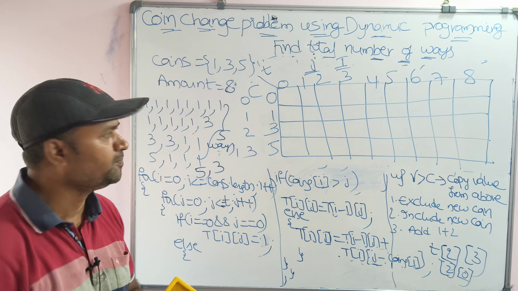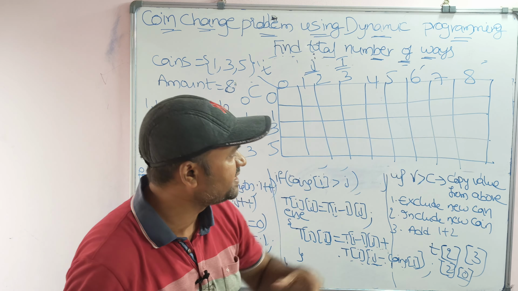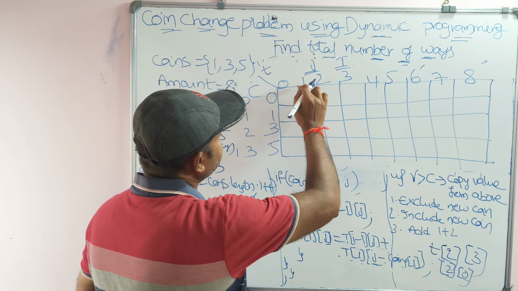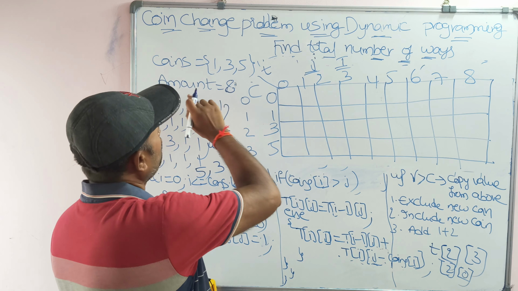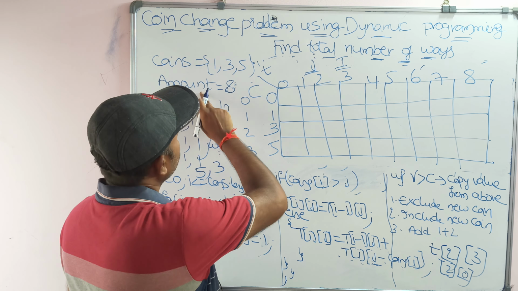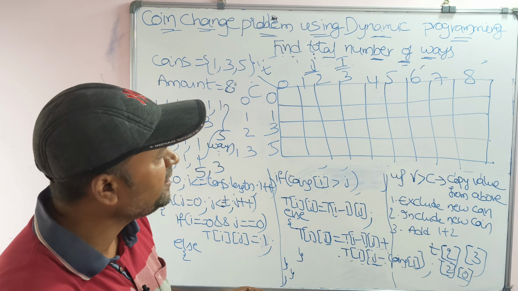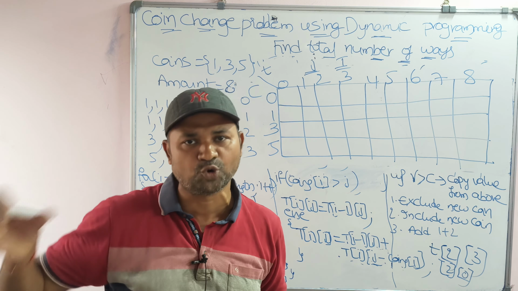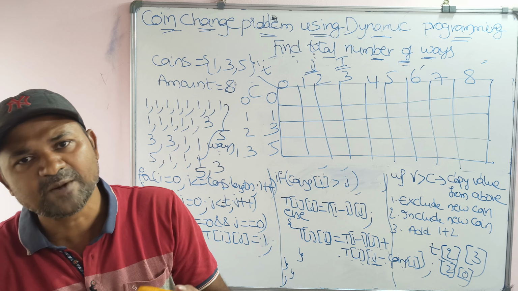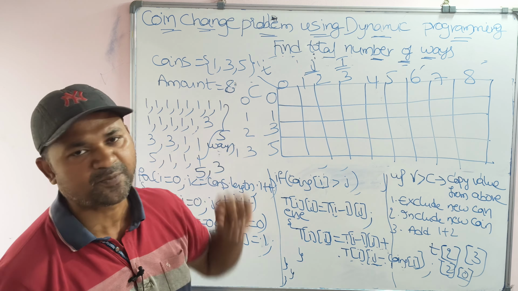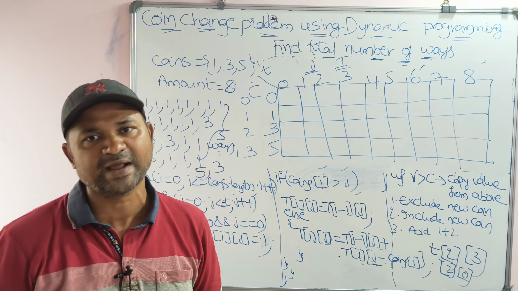So let us solve the problem. For that we are constructing a matrix or table. This column represents total. Total is nothing but amount. So what is the amount? 8 is the amount. Dynamic programming means we can't solve the problem as a whole. We have to solve the problem by dividing it into sub-problems. So 0 is one sub-problem, 1 is one sub-problem, likewise.